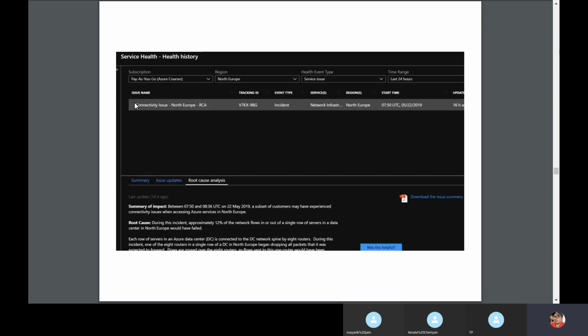If I go to the next slide, if you see the summary, this was a connection issue that was happening in North Europe. One incident was raised, and this is the tracking ID, this was the service issue, this was the region, and this was the start time they began working on the issue. In the summary of the impact, between 7:30 and 8:36 UTC on 22 May 2019, a subset of customers may have experienced connection issues when accessing the Azure services in North Europe. It talks about Azure regions having health issues related to the network, the infrastructure, and the services. It's not related to your resources, it's related to Azure. Got the visibility, guys? Yeah.